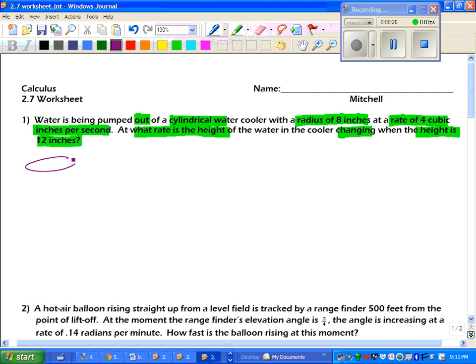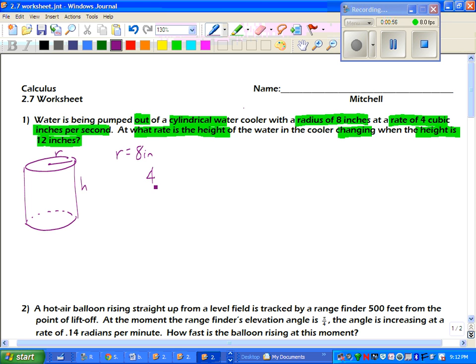We're talking about a cylindrical tank. So we've got a cylinder. We've got our radius. Key components to these measurements are going to be our radius and the height. Well, water's being pumped out of this cooler with a radius of 8 inches, so r equals 8, at a rate of 4 cubic inches per second.